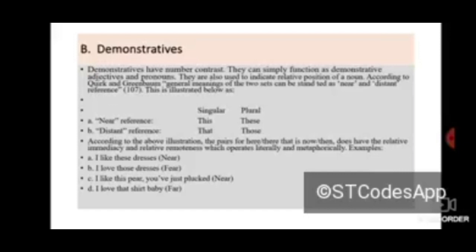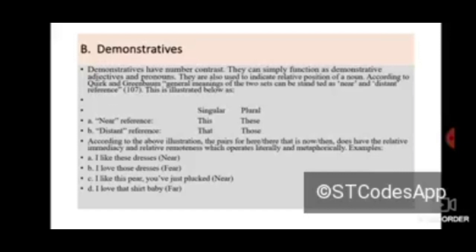So now let's look at this. According to Quirk and Greenbaum, demonstratives generally mean the two sets that can stand as near and distant. That can be seen on page 107 of that book. So we have examples as illustrated below.